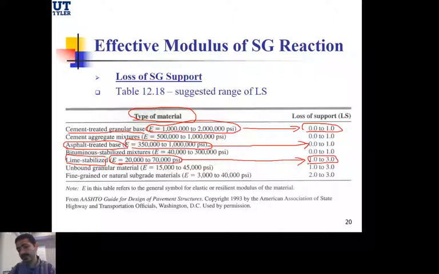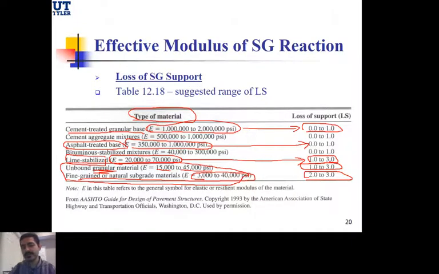And again, the higher the number, the more the loss with time. And the worst case scenario is actually having unbound materials. Having unbound materials, we're going to end up having a high loss of support. If it's unbound granular materials, meaning big gravel rocks, the modulus will be somewhere between 15,000 to 45,000. The loss of support will be 1 to 3. And if you're mainly using fine grain materials or natural subgrade materials, the modulus can be as low as 3,000 to 40,000 at the most, and the loss of support would range from 2 to 3.